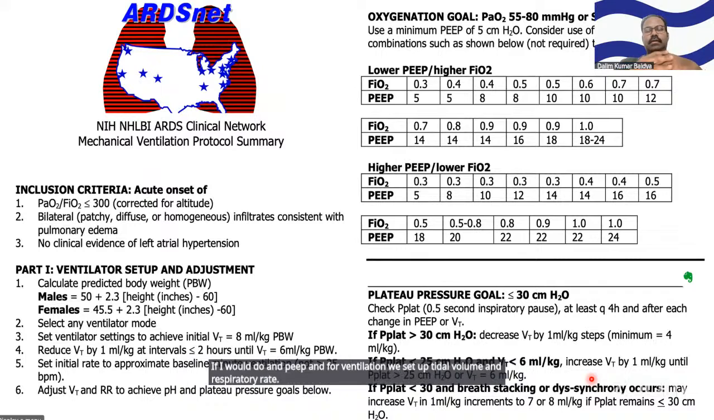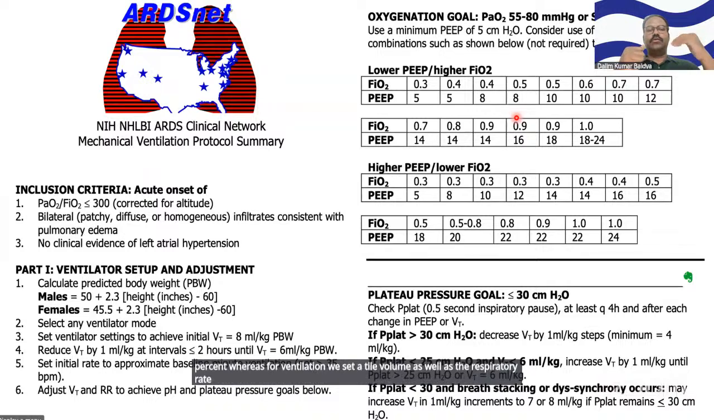The FiO2 and PEEP are usually set with the original ARDSNet PEEP FiO2 table. You can see there are a low PEEP higher FiO2 table and a high PEEP low FiO2 table. Conventionally, one can take the help of this table and choose the FiO2 PEEP combination with a target PO2 of, as you said, 55 to 80, or a target SpO2 of 88 to 95%. Whereas for ventilation, we set a tidal volume as well as the respiratory rate.